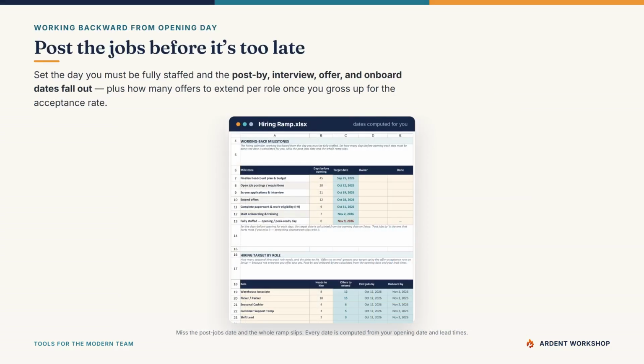Knowing you need 30 people is useless if you find out 2 weeks before the peak. So set the day you must be fully staffed, and the hiring ramp counts backward: when to post the jobs, screen, extend offers, and start training. It even grosses each roll up by your acceptance rate, so you extend enough offers to actually land the hires.